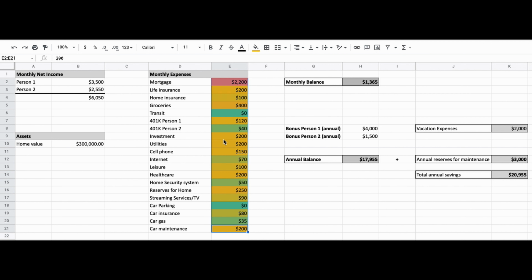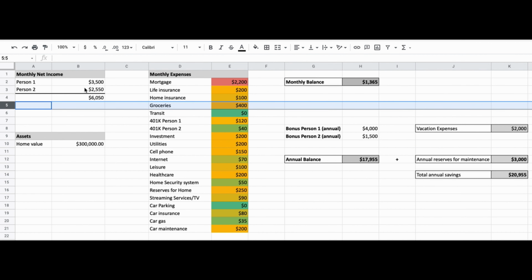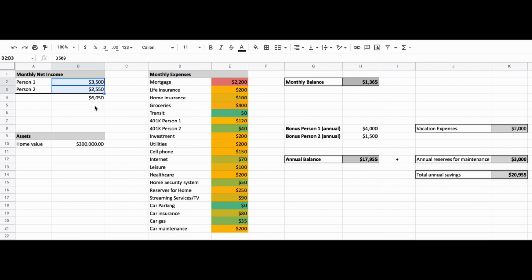To start, though, I would like you to focus your attention on the upper left corner of this spreadsheet. When I prepared this spreadsheet for this video, I did it assuming a household with two incomes, hence person 1 and person 2 indicated over here. If there are more or fewer income sources, you can adjust that and simply add or delete information as needed. All of these numbers under column B are the income for the household, but it is the net monthly income, not the gross income, not annual.